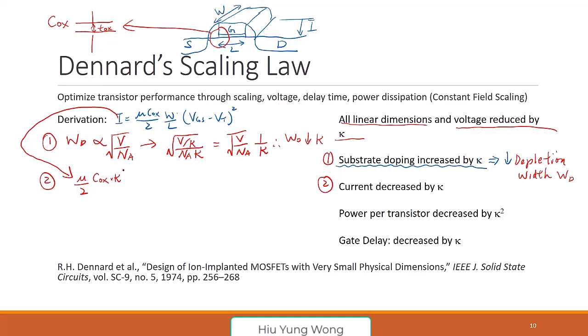Okay. How about W? What happened to W, for the linear dimension? Is it going to increase or reduce by copper? Based on the rule here, what does it say? All linear dimensions reduced by copper. It's going to be reduced also, right? Because you want to make the transistor smaller, you also make the width smaller. Is that okay? How about the length? You also make it smaller. Okay. How about the voltage?